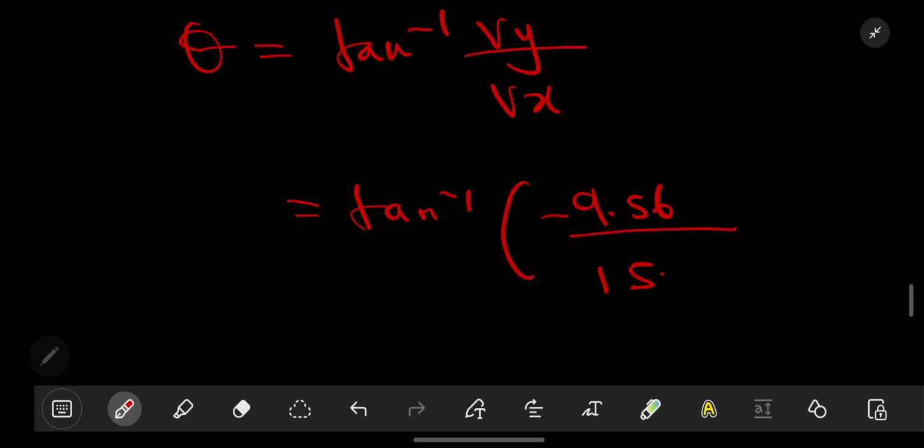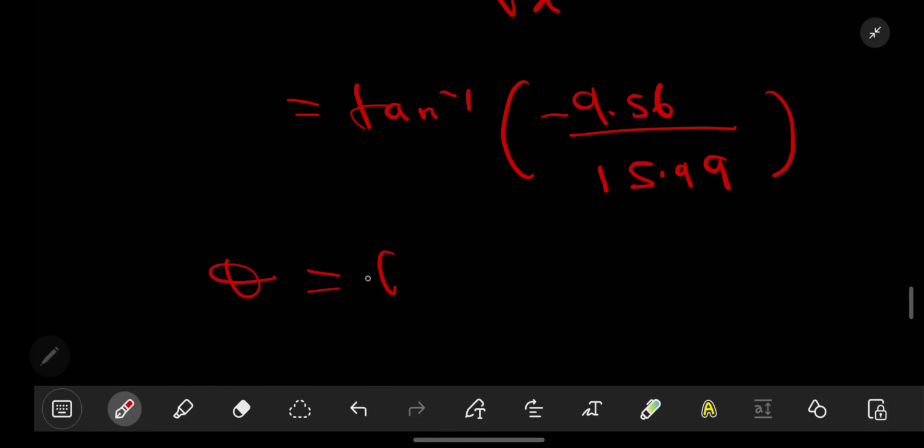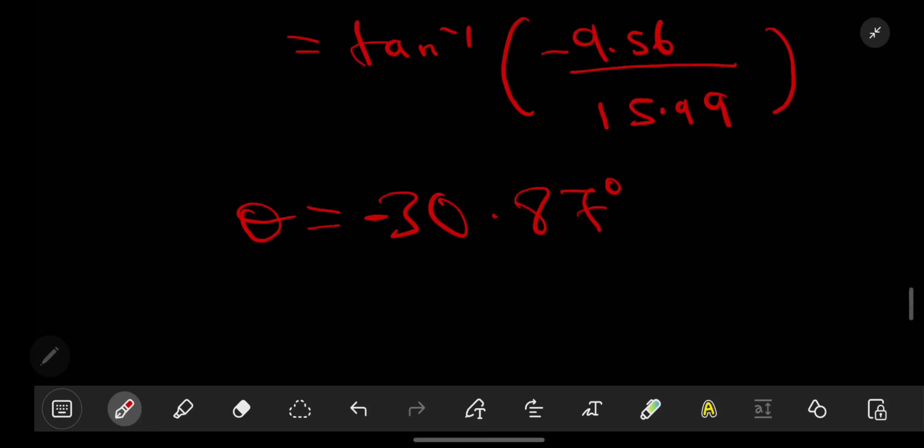So we have 15.99 like that. Our theta should be equal to tan inverse of this value, 9.56 divided by 15.99, which will give us a value of 30.87 degrees. So it's negative 30.87 degrees. Now let's look at something.